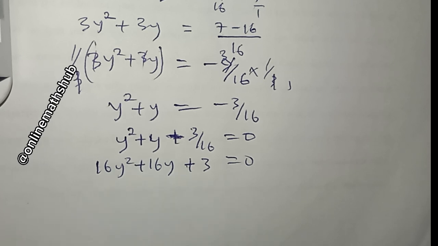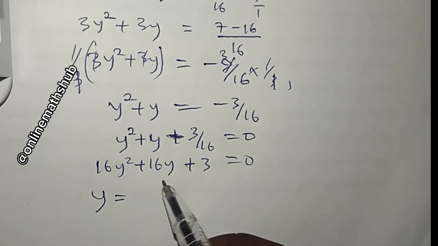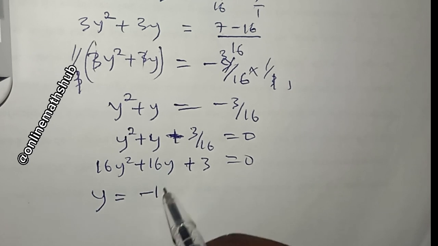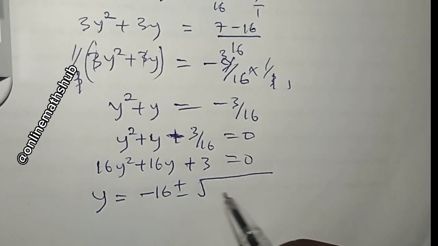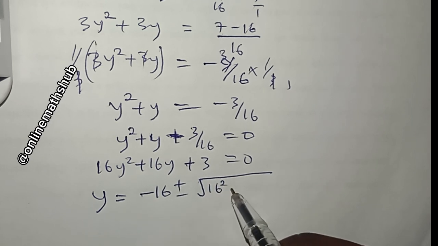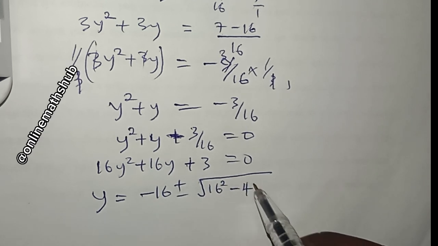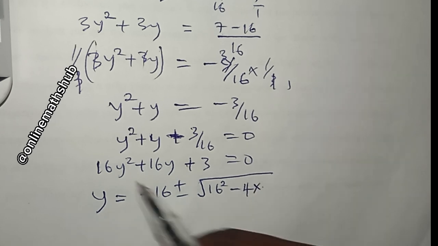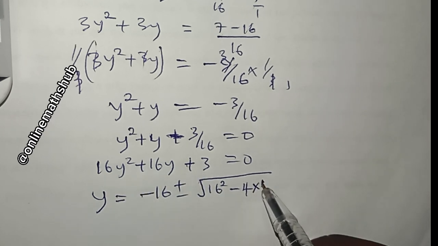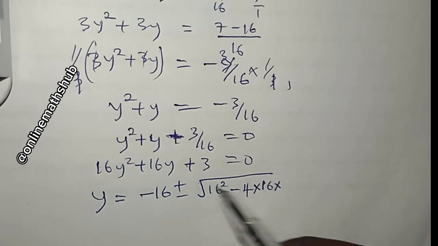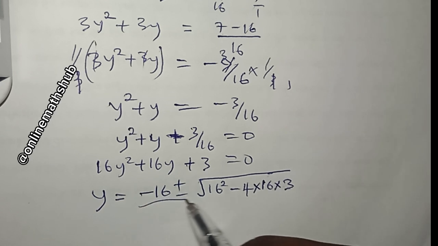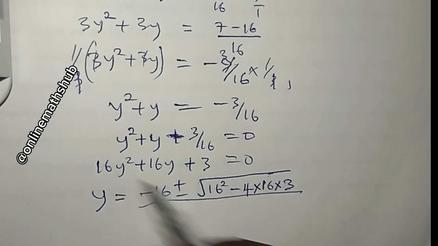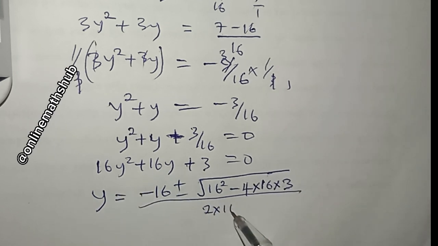And of course using the formula method, my y is actually going to give me minus b. Of course 16 here is b, so I have minus 16, and then plus or minus the square root of b squared, which is actually 16 squared, and then minus 4 times ac, and of course a here is 16. Okay, and of course my c is equal to 3. Okay, and they all divided by 2 times a, which is actually 2 times 16.